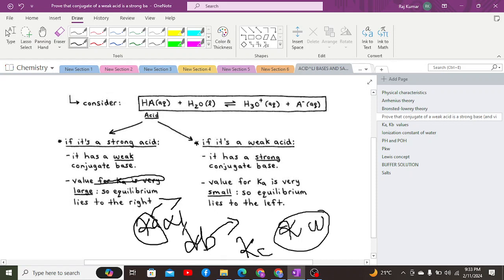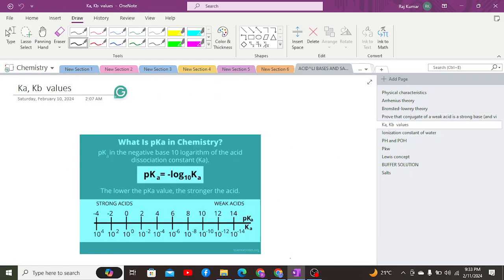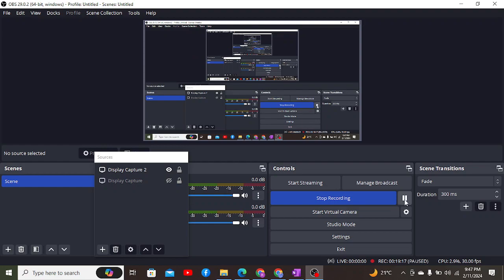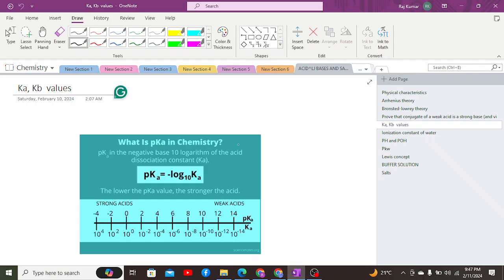Now, if there's a weak acid, then there would be a small value of K, so the equilibrium will be turned to the left. And if there's a strong acid, then there will be a large value of K, due to which the equilibrium would be turned to the right. Right. So these are some common examples.